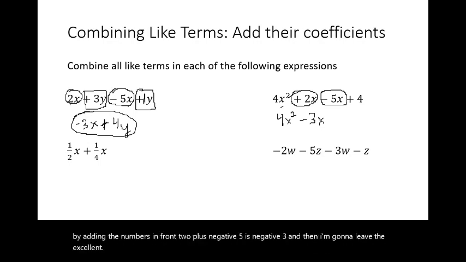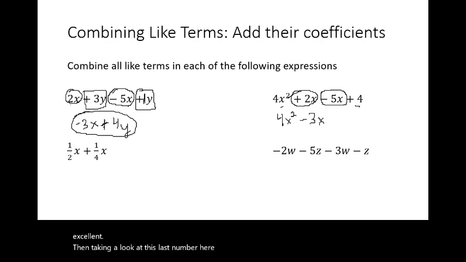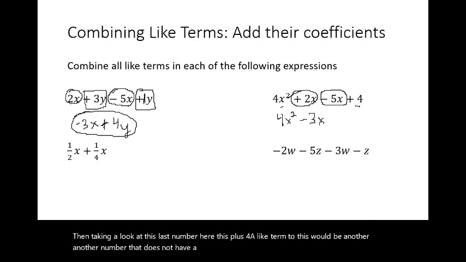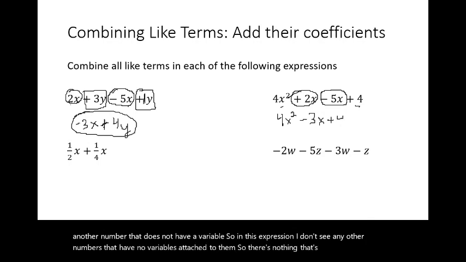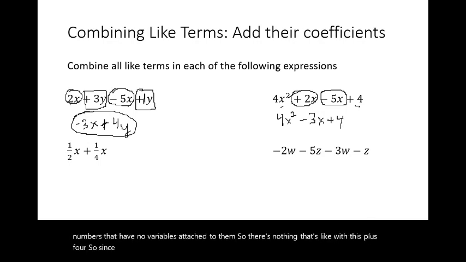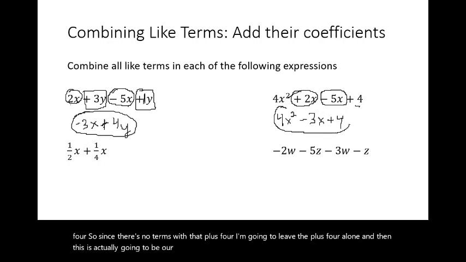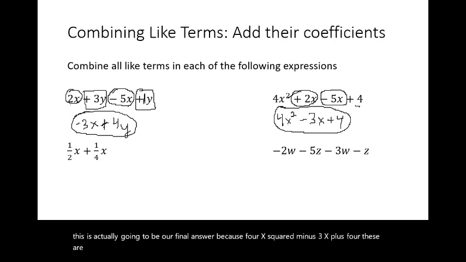Then taking a look at this last number here, this plus 4, a like term to this would be another number that does not have a variable. In this expression, I don't see any other numbers that have no variables attached to them, so there's nothing that's like this plus 4. So I'm going to leave the plus 4 alone. And then this is actually going to be our final answer, because 4x squared minus 3x plus 4, these are all unlike terms, and you are done when all you have left are unlike terms.